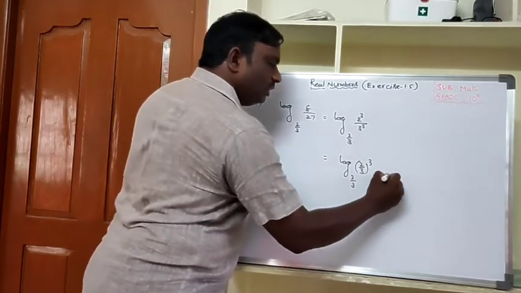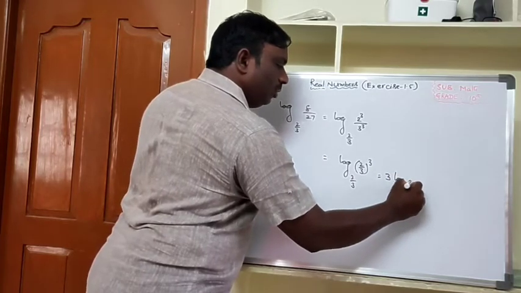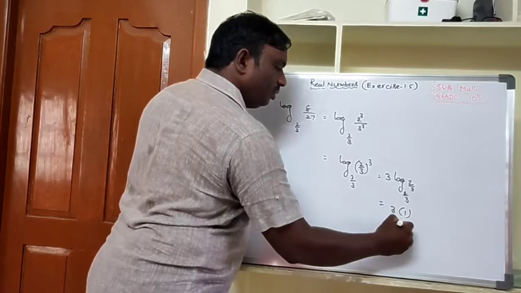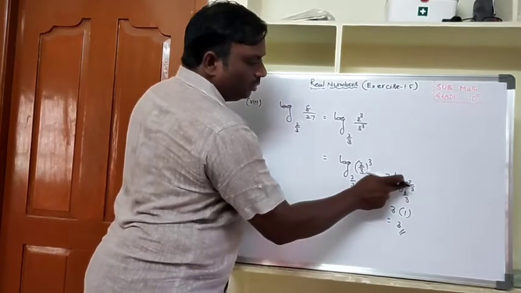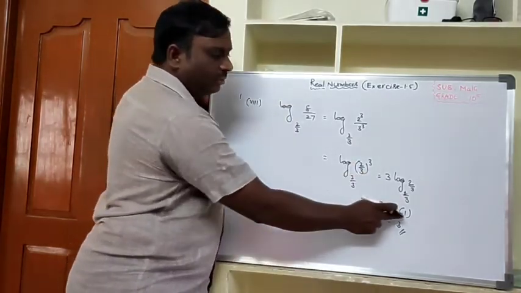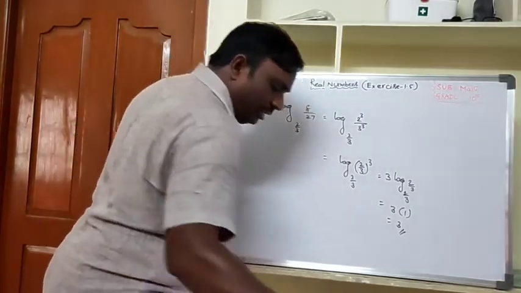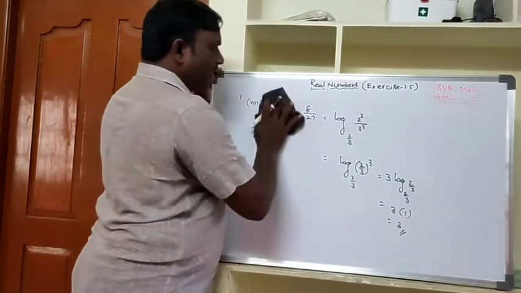When you apply the power rule, this will become 3 log 2 by 3 base 2 by 3. So this is 3 into 1 equal to 3. Base value and log value are 2 by 3 and 2 by 3, and the value is 1. 3 into 1 equal to 3. Like this you can do the remaining ones. And the last, ninth question, I will explain.